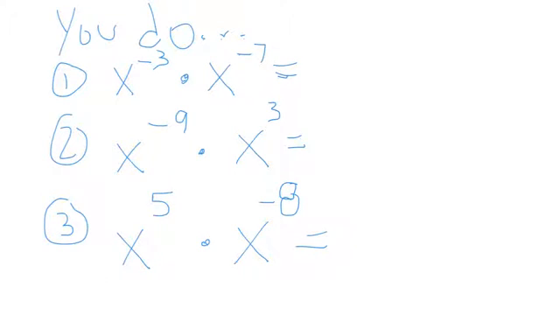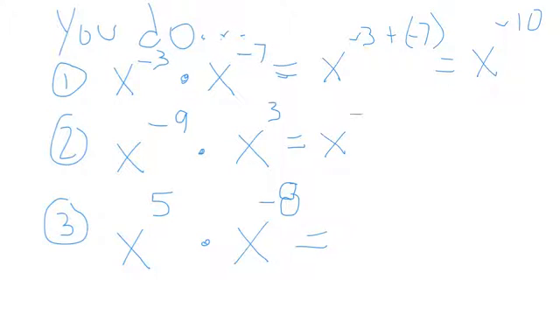Okay, here's what you do. Stop the video, try these three problems, and come back. All right, welcome back. This first one here, we're going to make this x to the negative 3 plus negative 7. Negative plus a negative will result in a negative. We end up with x to the negative 10.